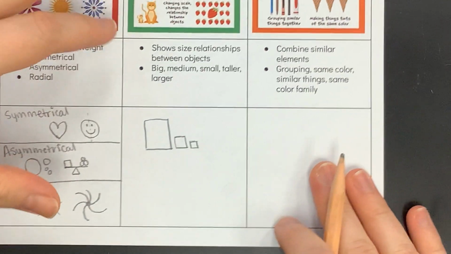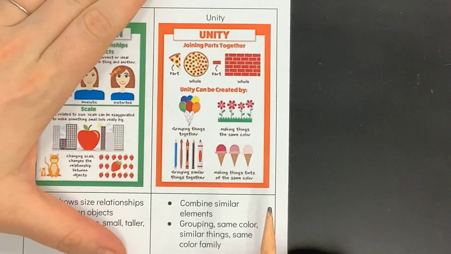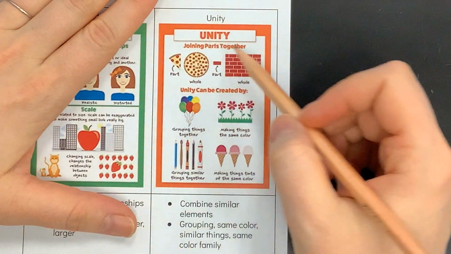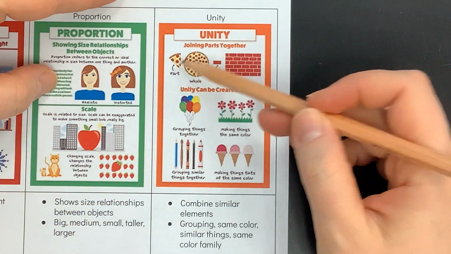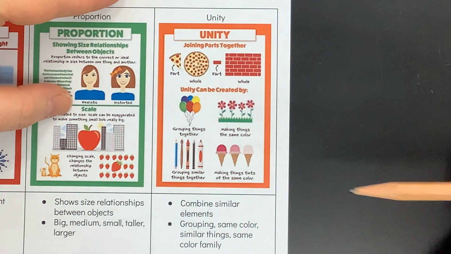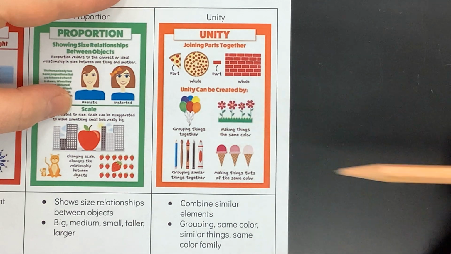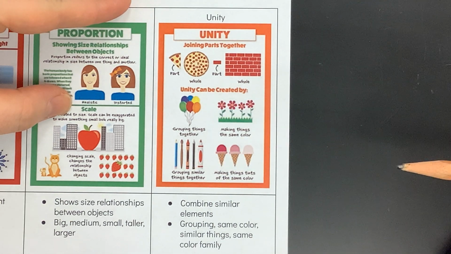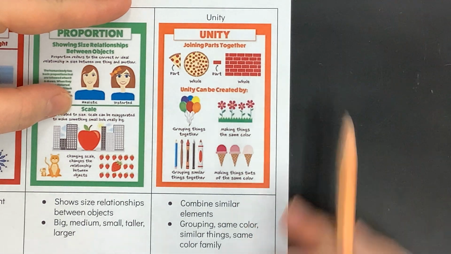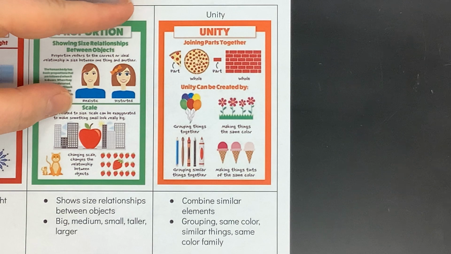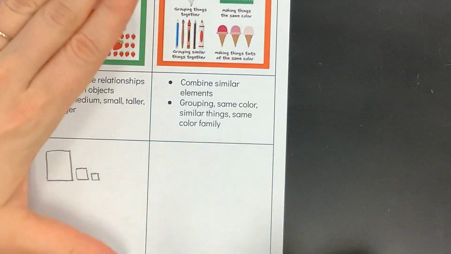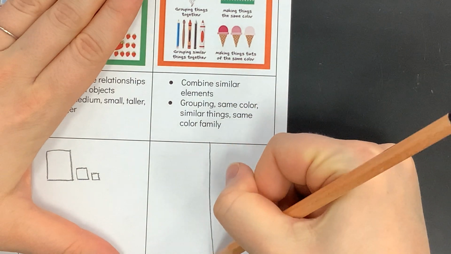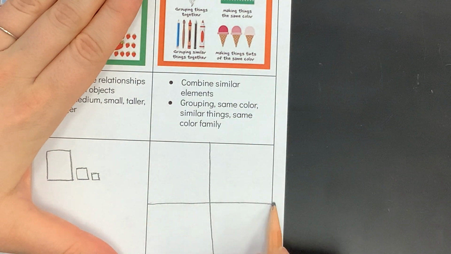All right, unity. So for unity, we are joining parts together. We have our whole and we have our parts. Unity can be created by grouping things together, making things the same color, grouping similar things together, and making things tints of the same color or in the same color family. So unity, you're just unifying your pieces together. We're just going to break it into 4. I'm going to do 4 quick examples with that.